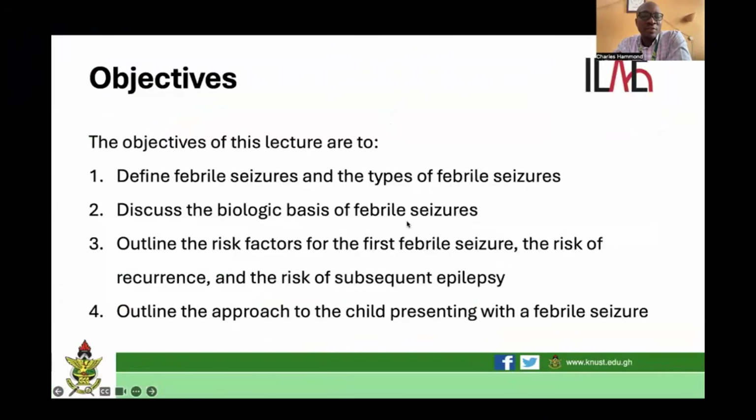So the objectives of this lecture are, one, to define febrile seizures and the types of febrile seizures, and to discuss the biologic basis for febrile seizures. We'll also attempt to outline the risk factors for the first febrile seizure, the risk factors for recurrence, as well as the risk factors for subsequent epilepsies, and then outline the approach to the child who is presenting with febrile seizures.